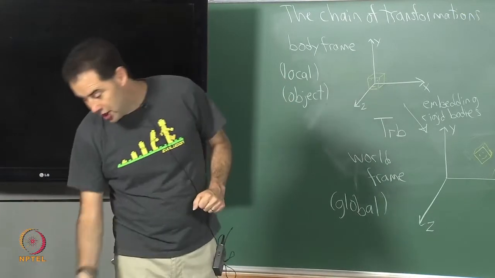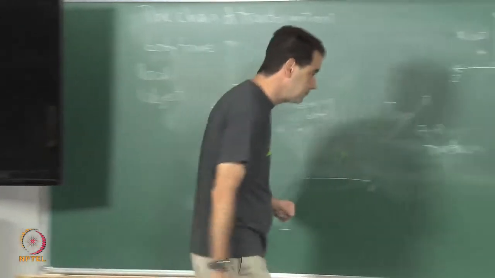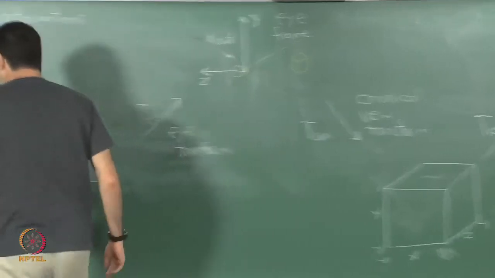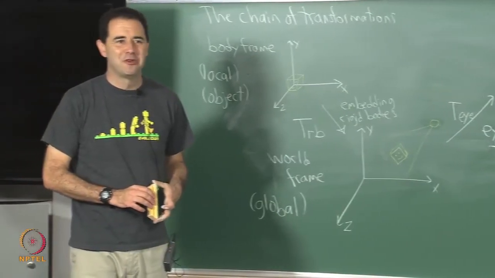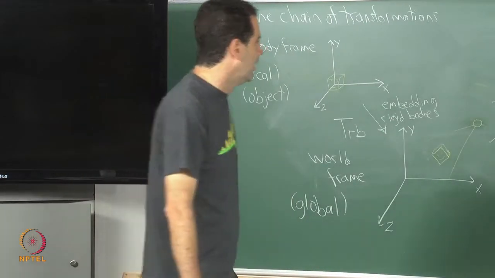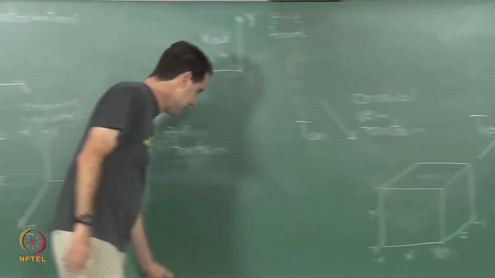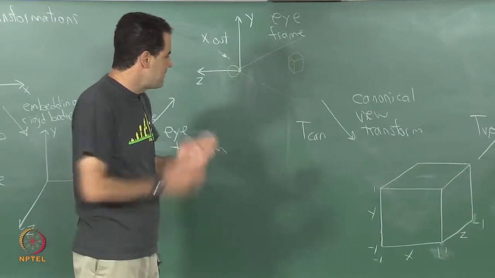I'm going to write out the chain of transformations algebraically after erasing this. So this is your last chance to ask questions while this is on the board, because I'm not going to draw this again. Yes? What exactly is the canonical view transform? So what you're doing in that stage is, let's see.